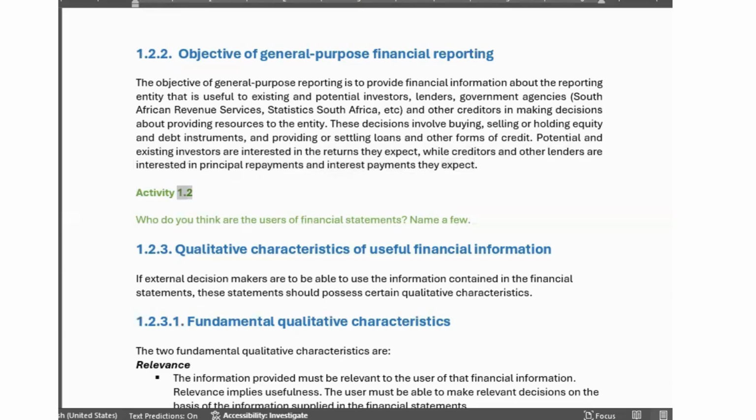Activity 1.2. Who do you think are the users of financial statements? Name a few.